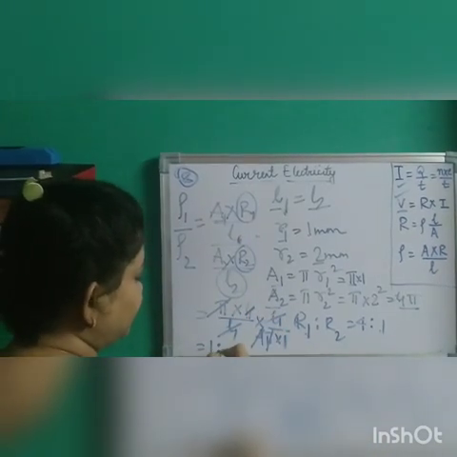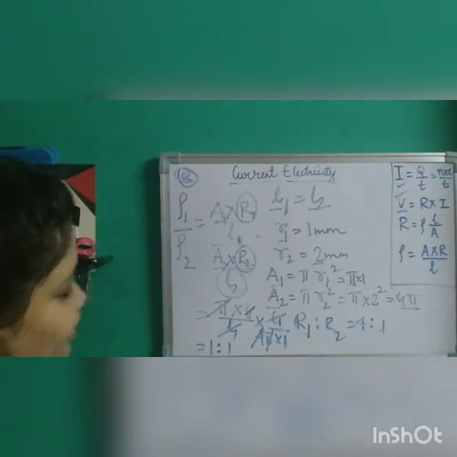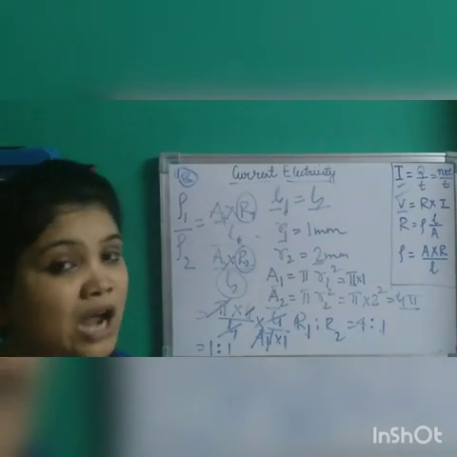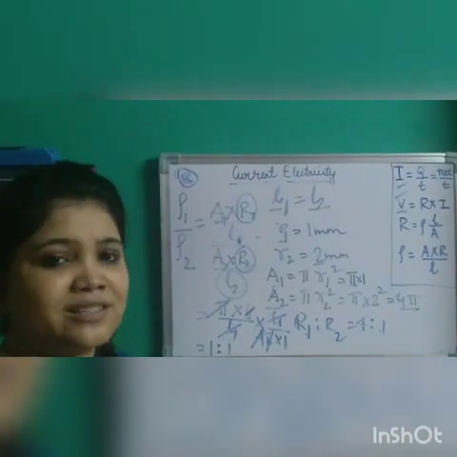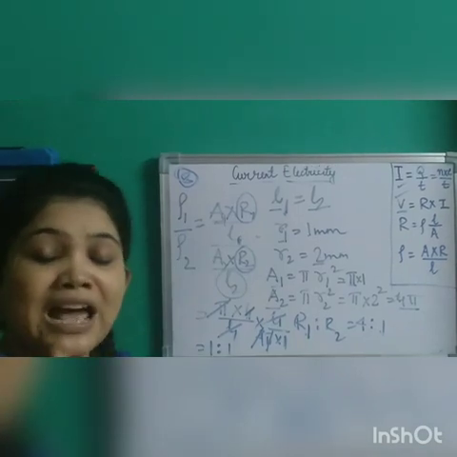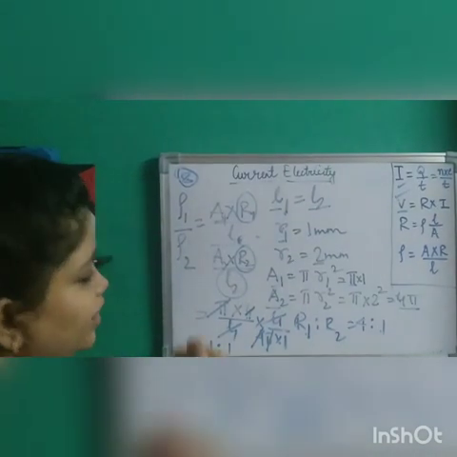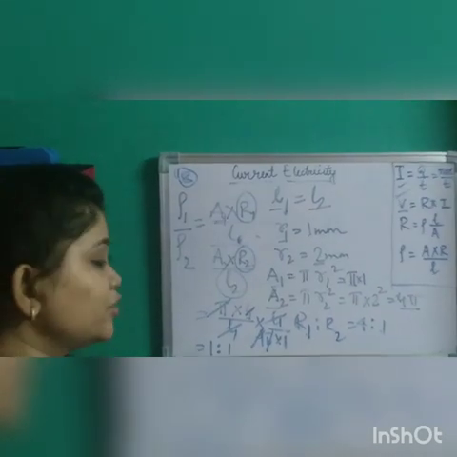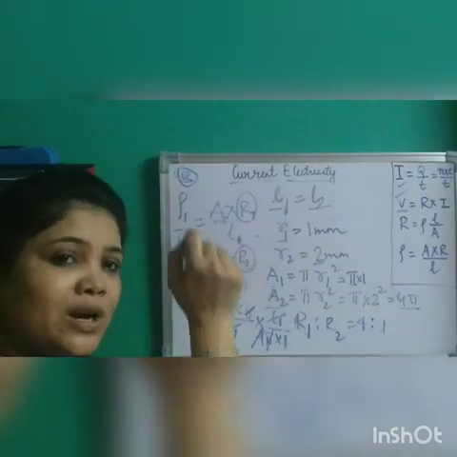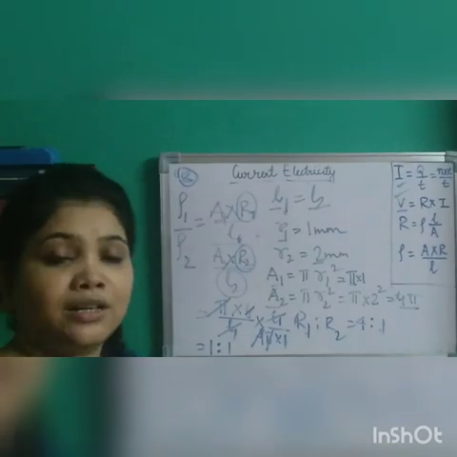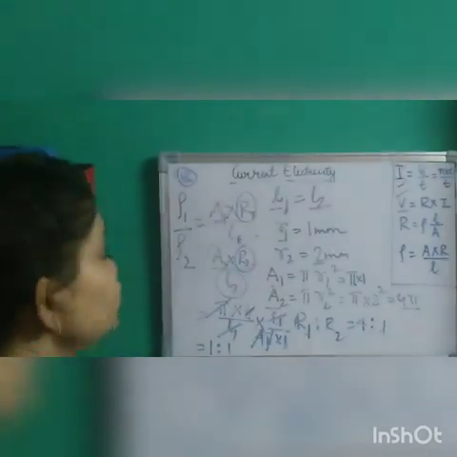So what are we left with? What is the ratio of the specific resistance? 1:1. That means the specific resistance of the material is the same, as I told you before, because the substance is made up of the same material. So the ratio of the resistance is 4:1 and the ratio of the specific resistance is 1:1.